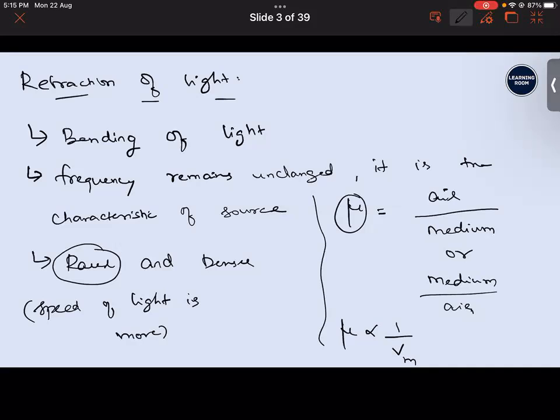So that is why if you see, in some of the problems, they will give you the refractive index of two media as 1.5 and 1.3. They will not tell you which is rarer, which is denser. Because you are expected to know that. By looking at these values, can you tell me which is rarer and which is denser? Sir? 1.3.